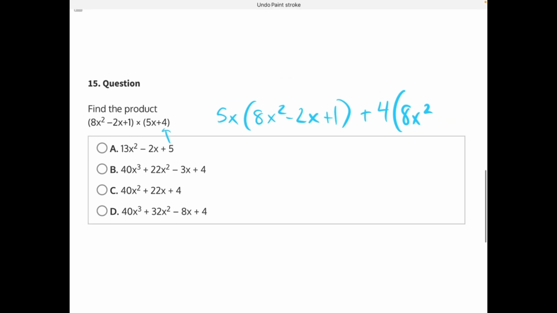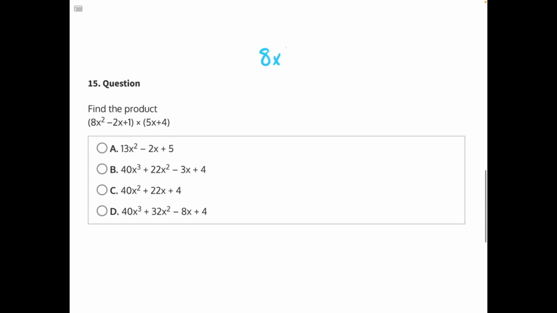I prefer, and this is another way that you can use, but this is the way I'll use to solve this problem, is to stack it just like we would any other multiplication problem. We'll have 8x squared minus 2x plus 1 on top, and then we will have 5x plus 4, just like any other multiplication problem.